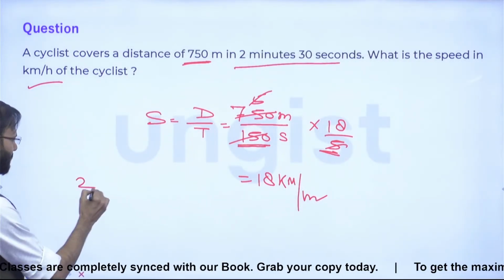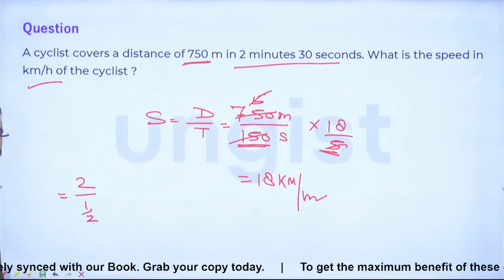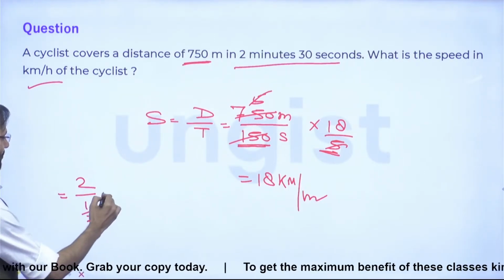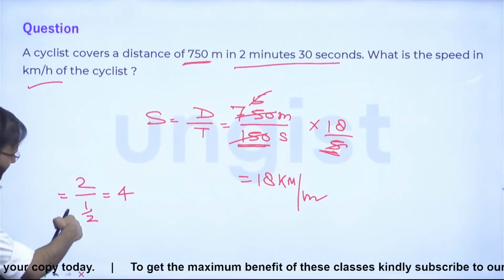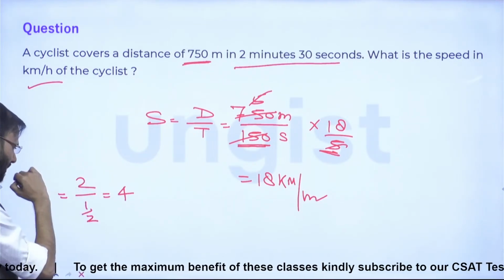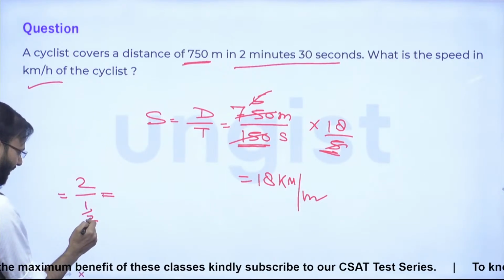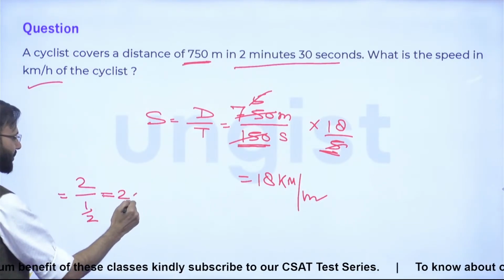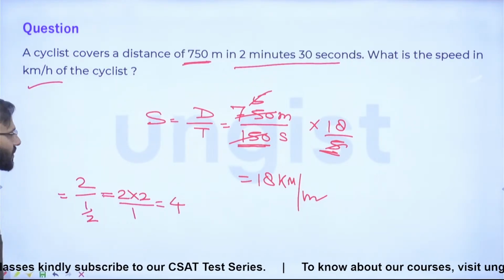Suppose 2 divided by 1 by 2, right? What is the answer? The answer will be 4. Yes or no? Right? 2 divided by 1 by 2, the answer will be 4. So, how come this is 4? Here, this 2 in the denominator will go to the numerator. So this is 2 into 2 divided by 1. So this is 4. So 5 will not go, that's what I'm saying.